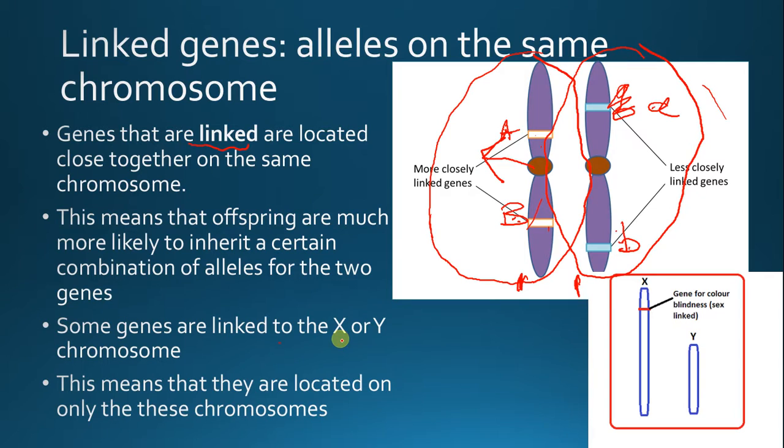Some genes are linked on our sex chromosomes, our X and our Y chromosomes. This means they're only located on these chromosomes. For example, the gene for color blindness is on our X chromosome. It's not on our Y chromosome. So it's linked to the X chromosome. There are some genes that are only on the Y chromosome. That means they aren't on the X chromosome at all.